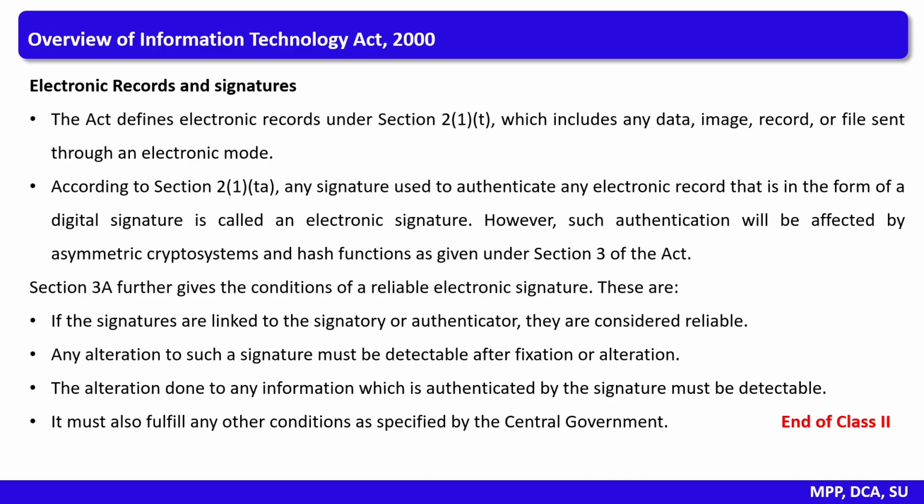Section 3A further gives the conditions of a reliable electronic signature. These are: if the signatures are linked to the signatory or authenticator, they are considered reliable. Any alteration to such a signature must be detectable after affixation. The alteration done to any information which is authenticated by the signature must be detectable. And it must also fulfill any other conditions as specified by the central government.